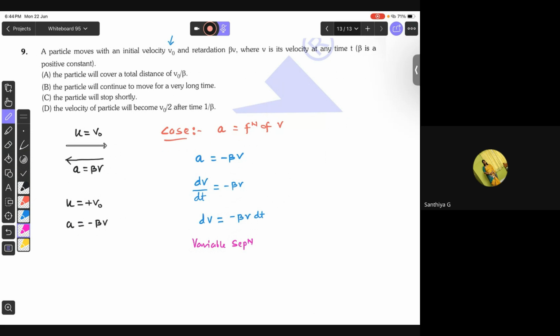And then we will write dv by v equals minus beta dt. And then we are going to integrate it. So everyone please do the integration and try to find the values, try to find v. I'll write the limits also. At t equals 0, velocity is v naught. At time t, velocity is v.